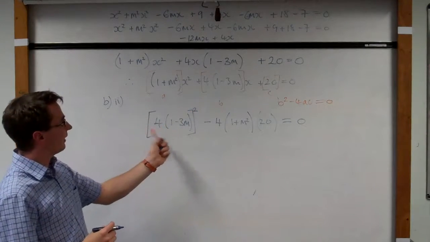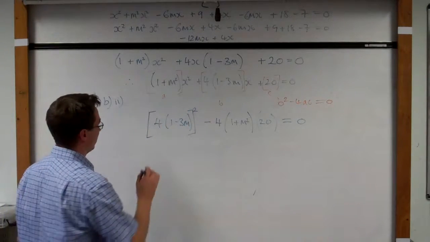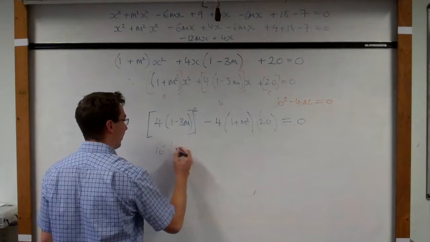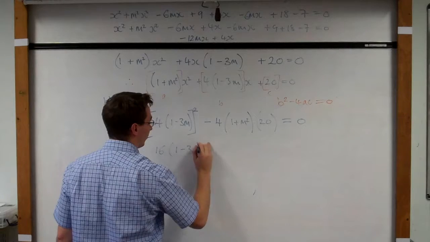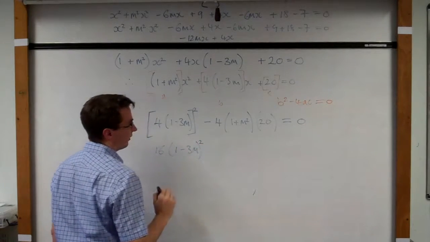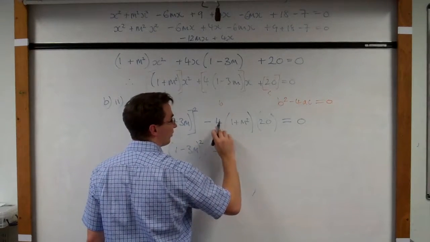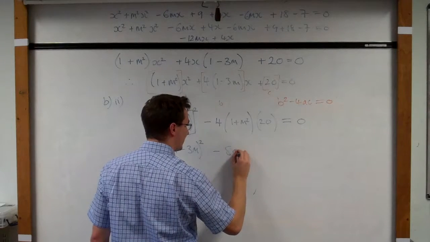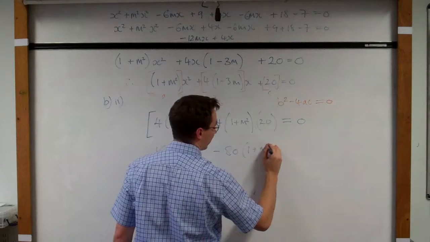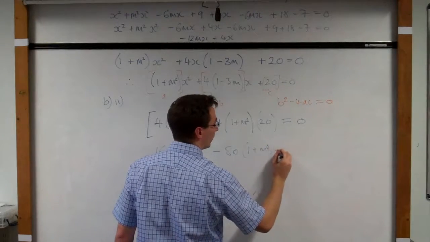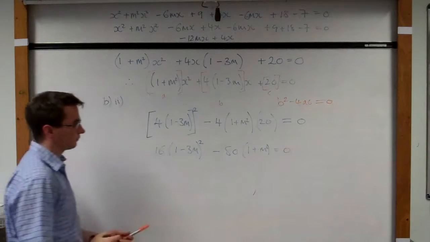So, I'm just going to square this square bracket first. So that's going to give me 16, and then it's going to give me 1 minus 3m all squared. Then it's going to give me minus, 4 times 20 gives me minus 80, and then again it's going to give me 1 plus m squared equals 0.